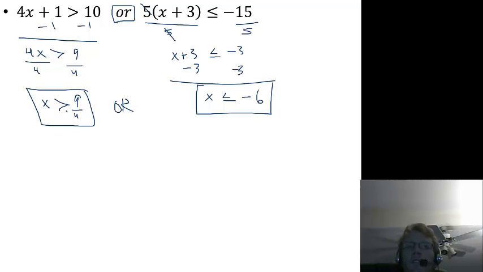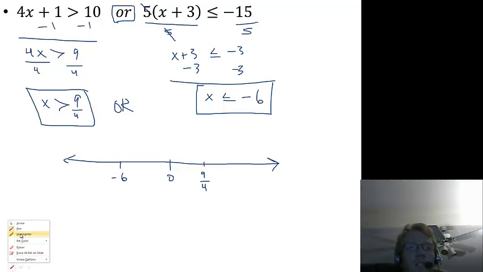So we want to find where this is true or this is true. So we can make our number line. Put in your 0. Put in your negative 6. Put in your positive 9/4. Notice that I'm not drawing it to scale, but I am labeling all the important points. That's the part that matters. When you're looking back at this, are you going to understand what inequalities you're graphing? Yes, as long as you label these points.